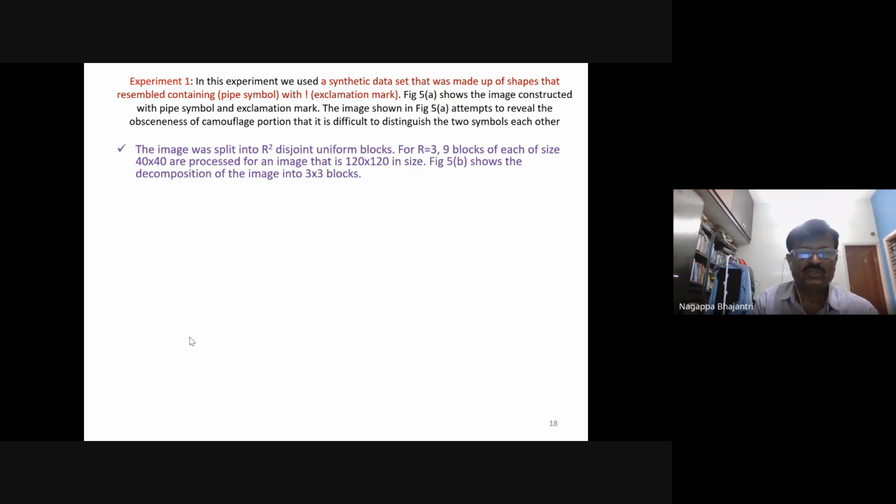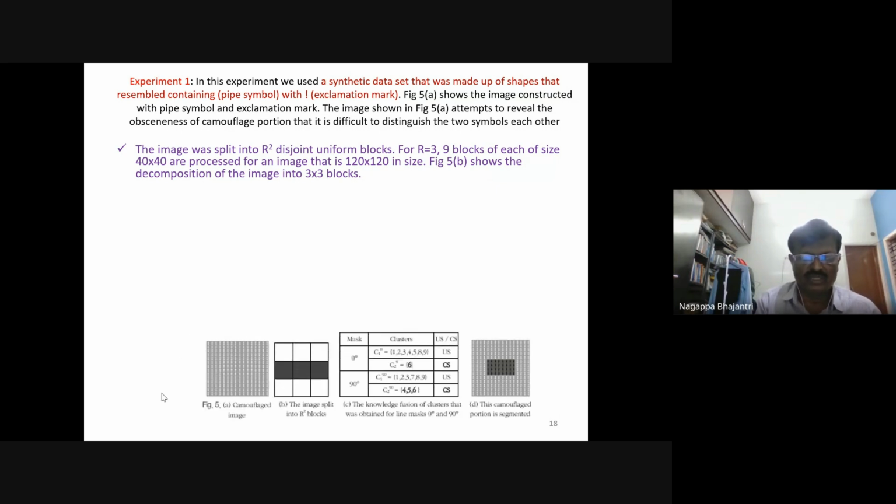Let me show that. The image is divided; it is a 120 by 120 image, which of course we can normalize for the experiment. We split the 120 by 120 image into 40 by 40 blocks, over which we convolved the 3x3 mask. Here we have an example with the pipe symbol as well as the exclamatory symbol. In the middle we have the pipe symbol, and surrounding it are the exclamatory symbols. We made it into 9 equal blocks. For the 0 degree, we have the uncamouflaged set and the camouflaged set.